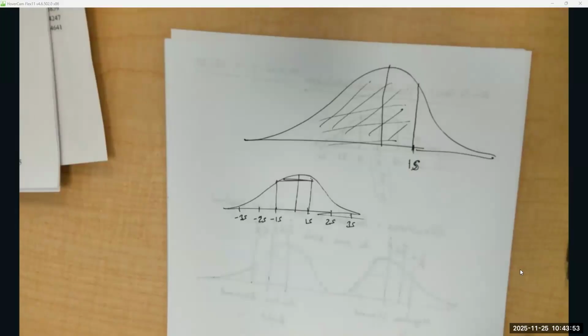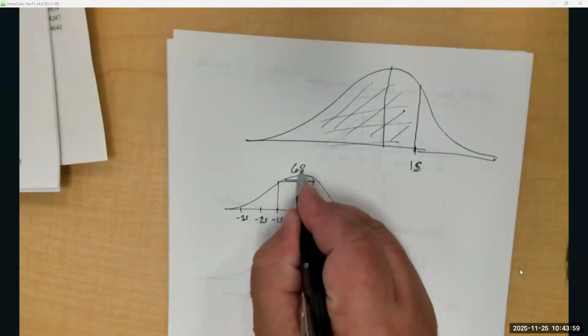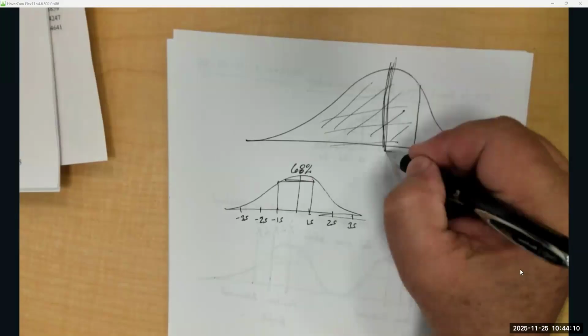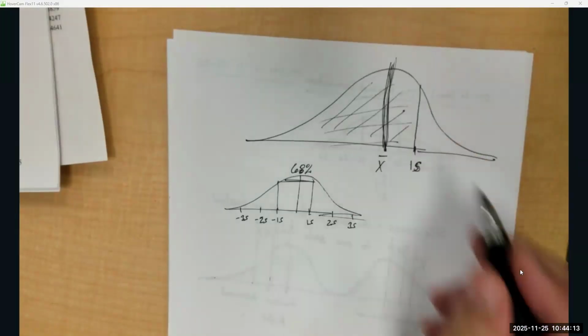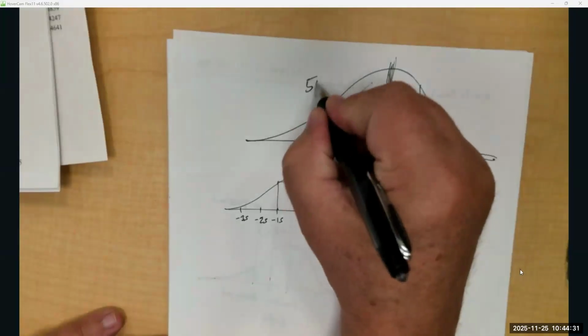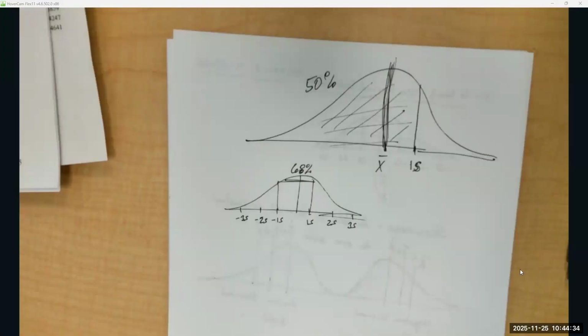How much data is in there? 68%. We know that. We've discussed it about 4 or 5 times already. We also know how much of the data is to the left of the mean. This takes no math whatsoever. How much is to 1/2 of it? Yeah, obviously, it's a no-brainer. It's 50%. So there's 50%.